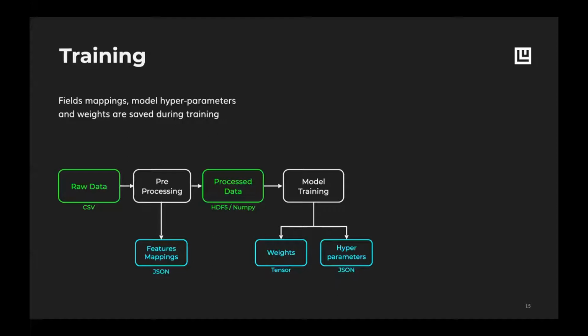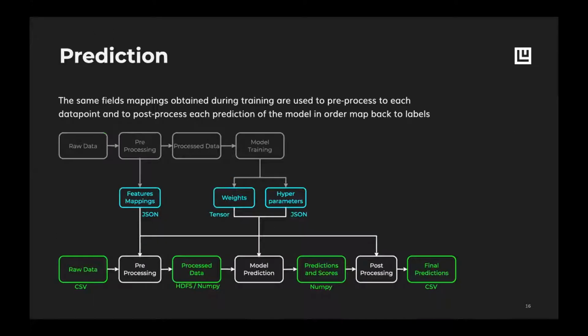Pre-processed data is then provided to the model training that saves the weights and the hyperparameters of the model. At prediction time, new data is mapped and pre-processed using the same feature mappings obtained at training time. Pre-processed data is then provided to a model that is loaded from the weights and the hyperparameters obtained at training time, and some predictions and scores are obtained from the model. Those are mapped back into data space using the same mappings that were obtained during training. For instance, the model can predict class number 10, and then because of the mappings, we know the class number 10 corresponds to, like, sports or something like that.